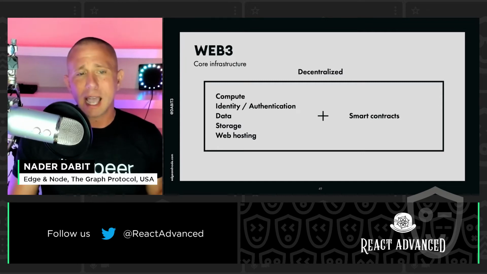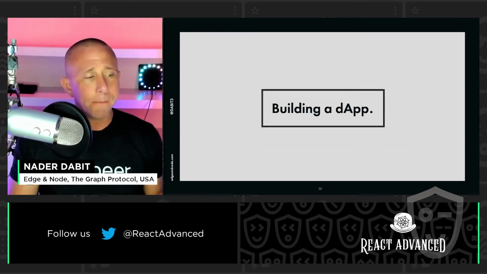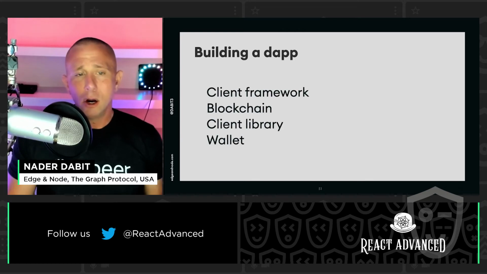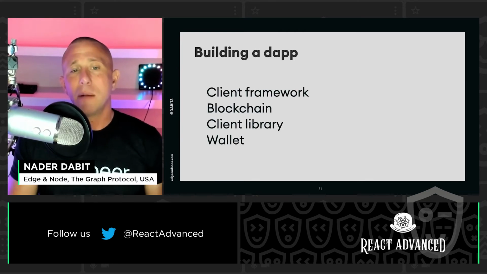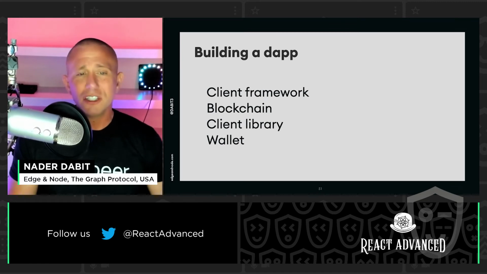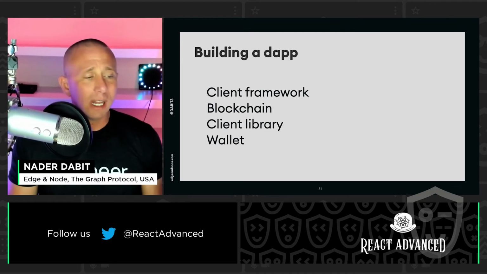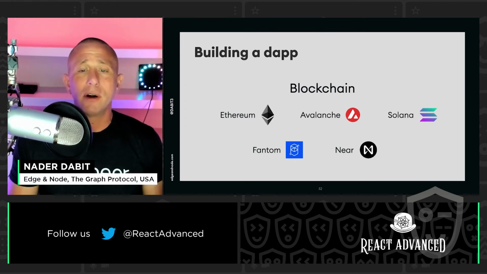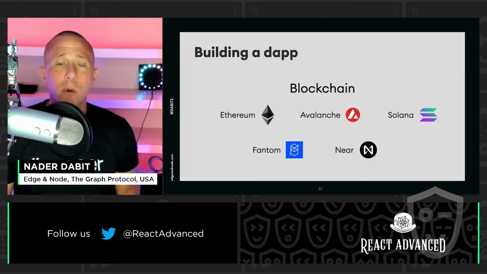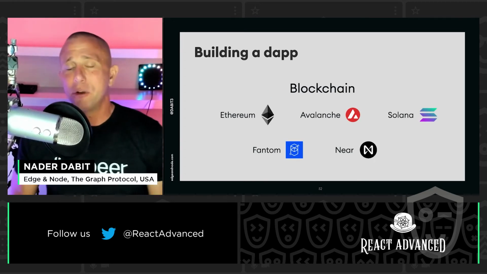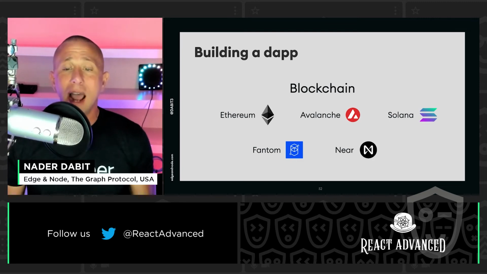But we're going to build a really basic version of a dapp today, and this is our stack. We're going to be needing a client framework, a blockchain, a client library, and a wallet. So how do we choose a blockchain? Well, let's talk about a few of the ones that are popular out there. Ethereum is probably one of the most well-known. And a few of the other ones that I'm interested in are Avalanche and Phantom and Near and Solana.